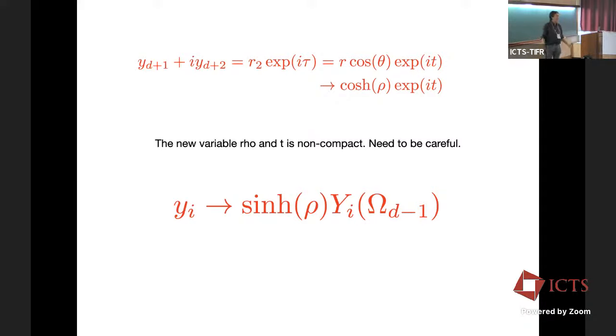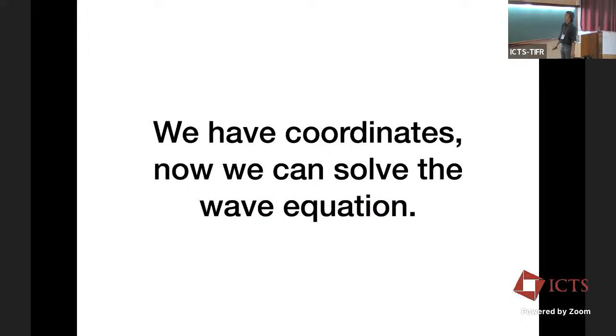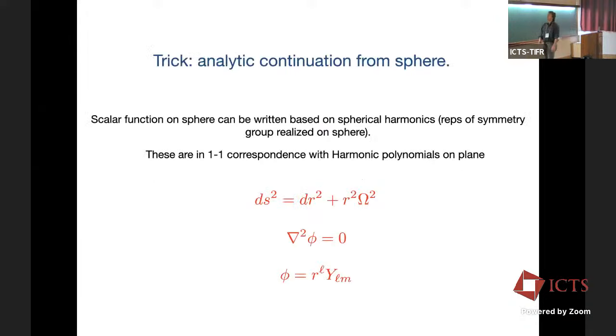D plus 1, D plus 2, I make them complex in the original sphere. And then when I go to the analytic continuation, the cosine of theta becomes a cosine hyperbolic of rho, and the exponential of it stays exponential in t. And then this becomes the y0 plus y minus 1. So this is the sphere, and then below is the analytic continuation to the Lorentzian case. Okay. We have coordinates, now we can solve the wave equation.